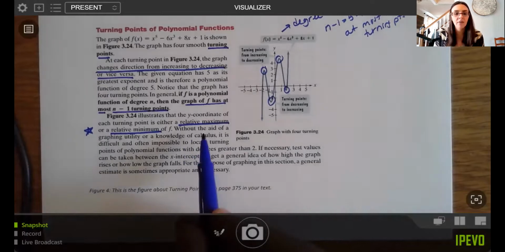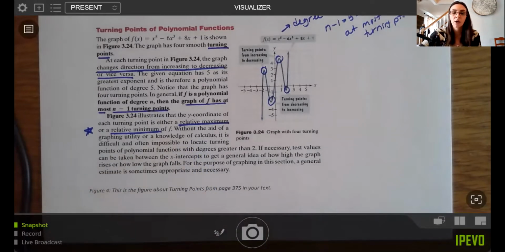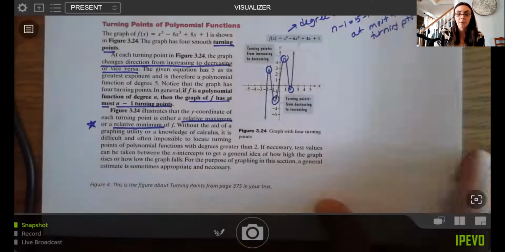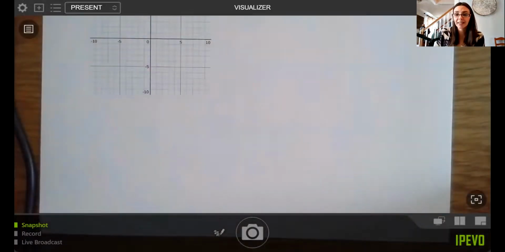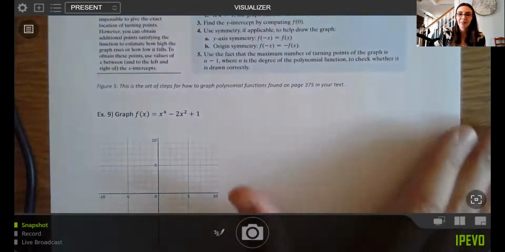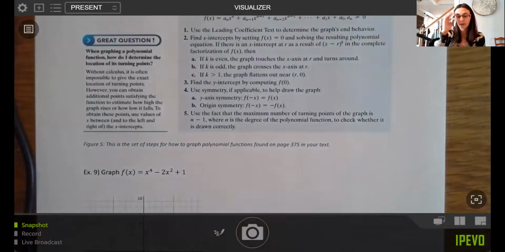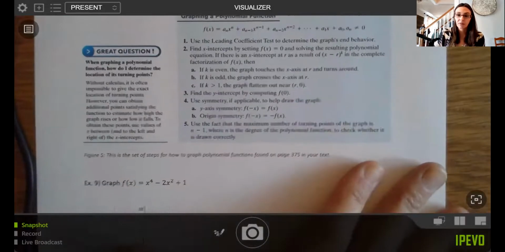Now, without the aid of a graphing utility, so technology, or knowledge of calculus, it's very difficult or sometimes impossible to locate the exact turning points of polynomial functions with degrees greater than 2. So what you can do again is test values, plugging in values getting closer and closer to where you think it is, or you can use a graph or technology. Polynomial functions in the real world can be quite difficult to work with, so we do rely on technology a lot of times for help with that. Desmos is pretty nice, where they usually do tell you those approximate points that you need on the graph. So that's a really nice graphing utility to check out.